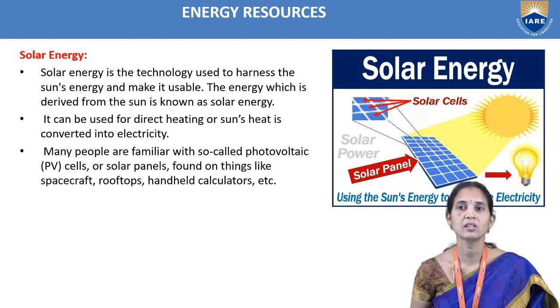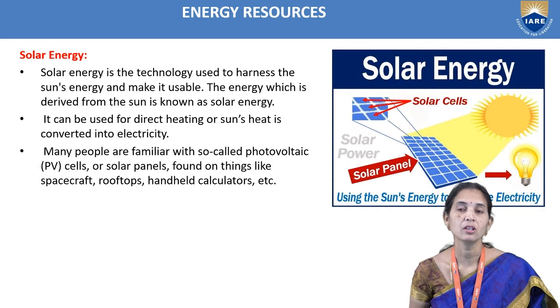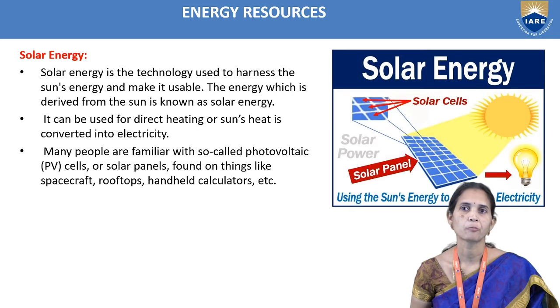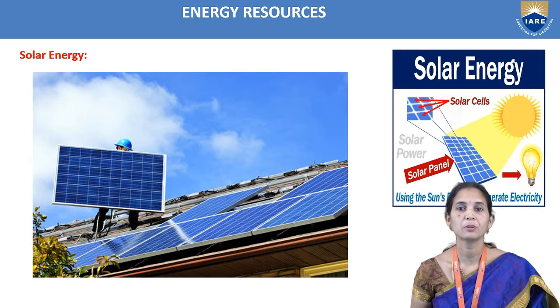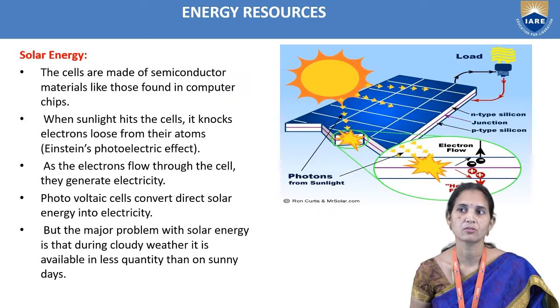Many people are familiar with so-called photovoltaic cells. Photovoltaic cells are solar panels, found on things like spacecraft, rooftops, and handheld calculators. In all these applications we are using solar panels. We can see in this diagram that people are using solar panels on rooftops to convert the sun's heat into electrical energy.